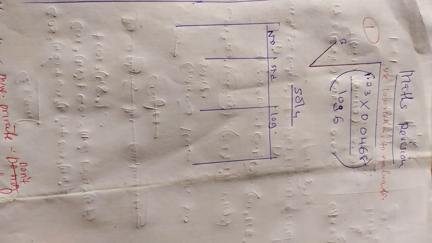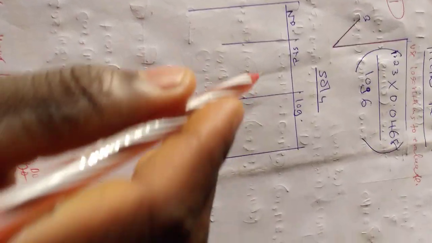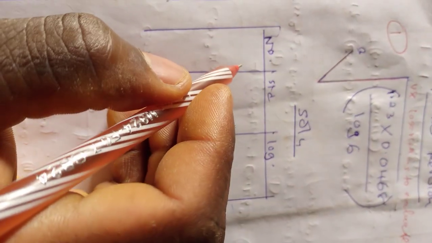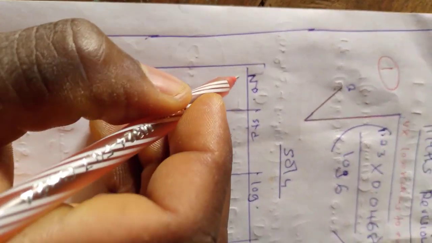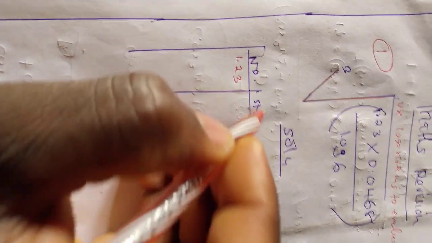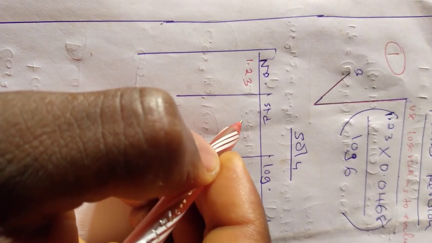So we want to solve it step by step. How do you earn those 3 marks or 4 marks? First, you have to make a table like this, where we have that number as 1.23, and then you write the number in standard form.